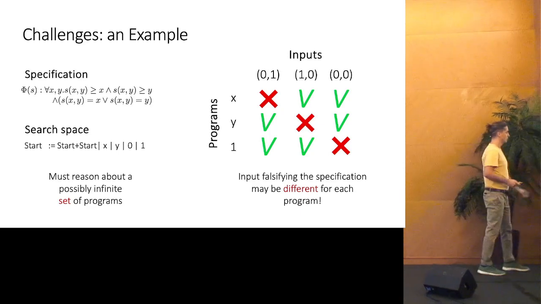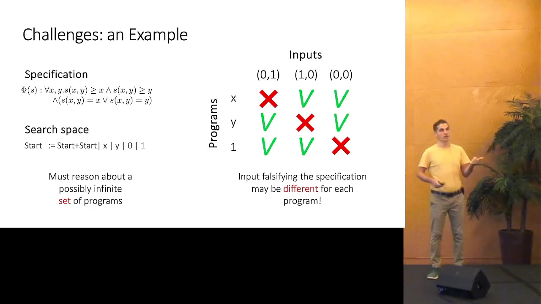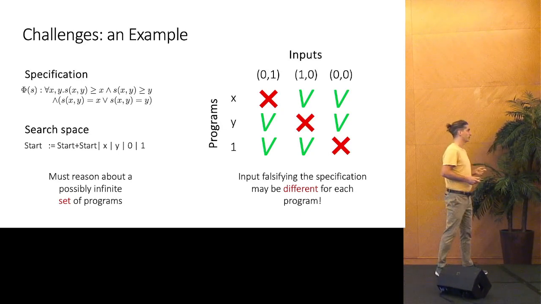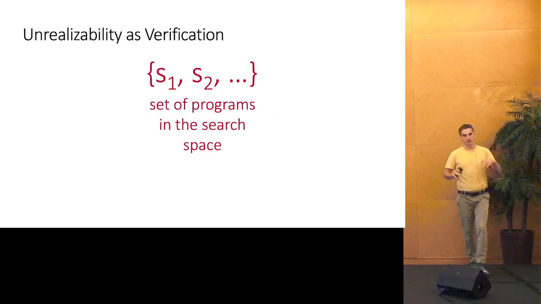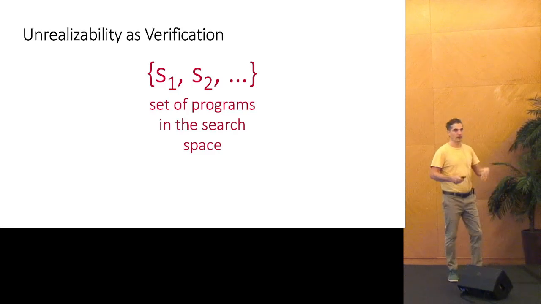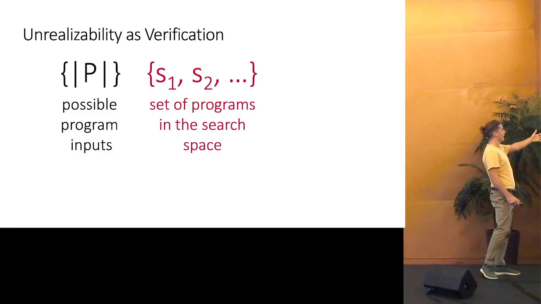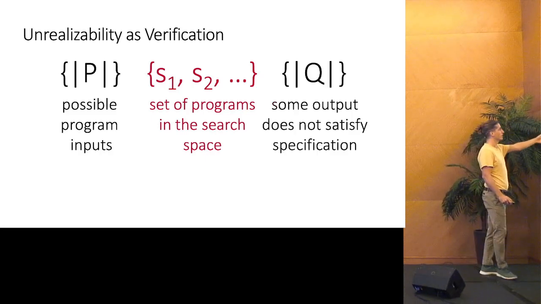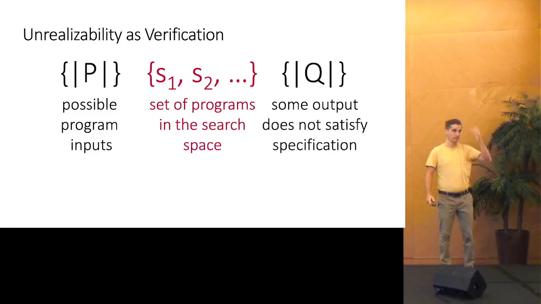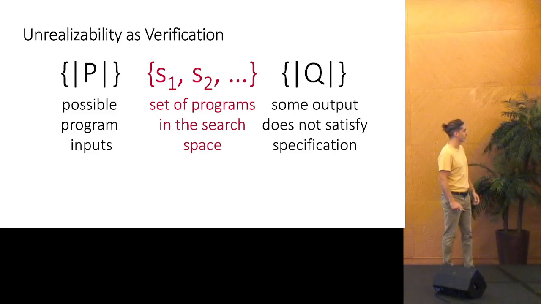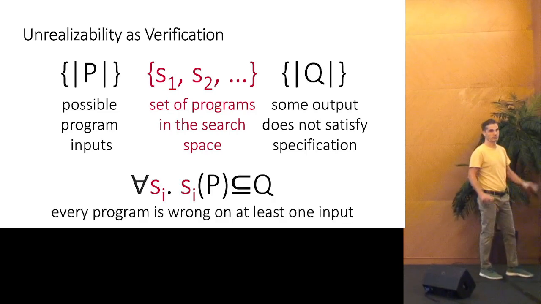Okay? So 2 challenges. Potentially, we need to reason about infinitely many programs. Potentially, we need to reason about infinitely many falsifying inputs. And this brings us to the first slide we saw. You have an infinite set of programs, or a large set of programs, and you want to prove and assert something that says on every possible program input, each of those programs produces a wrong output. Okay? So now we are in familiar territory. And as I said, you want to prove this for every S.